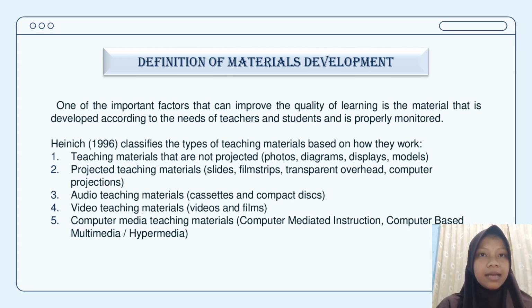Hennis, 1996, classifies the types of teaching materials based on how they work. The first is teaching materials that are not projected. Examples are photos, diagrams, displays, and models. The second is projected teaching materials. Examples are slides, film strips, transparent overhead, and computer projection.